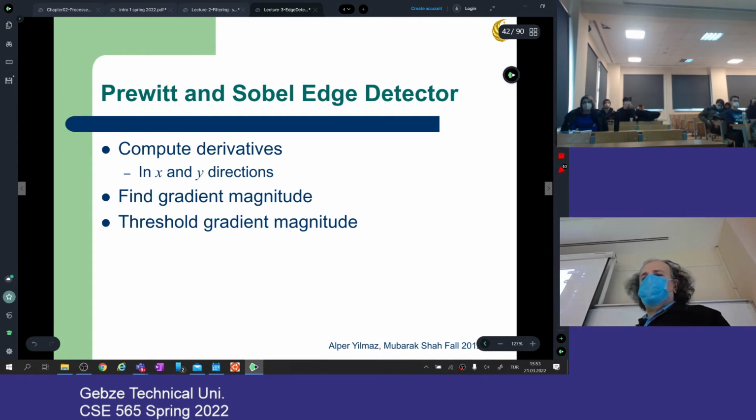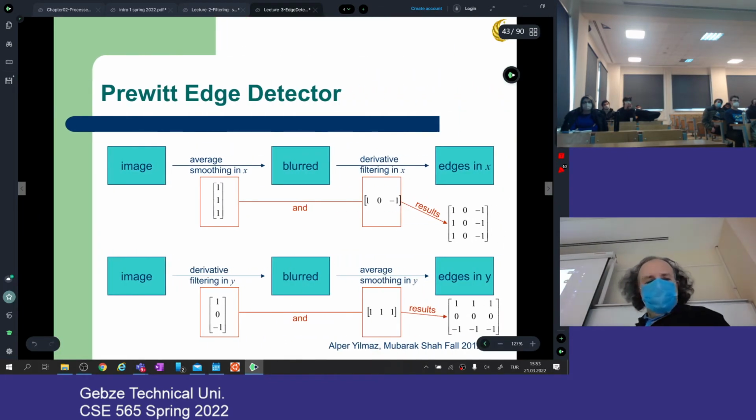Prewitt and Sobel edge detectors from 1960s and 1970s. Very simple approaches for edge detection. This is what they do.